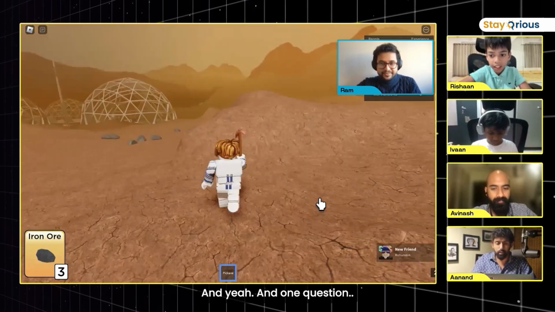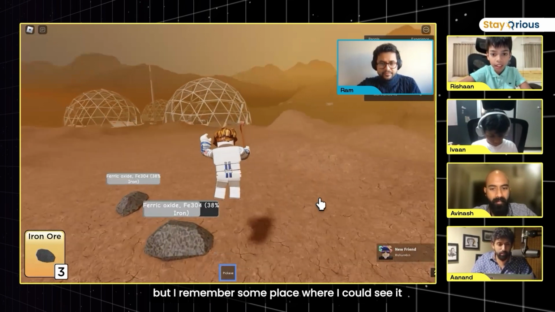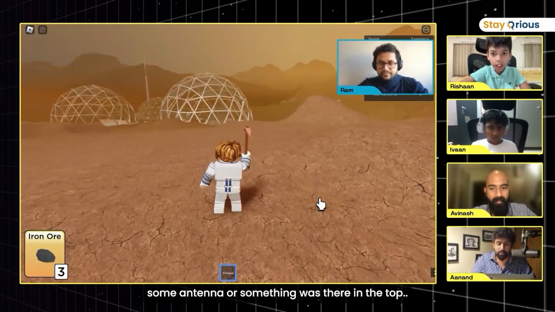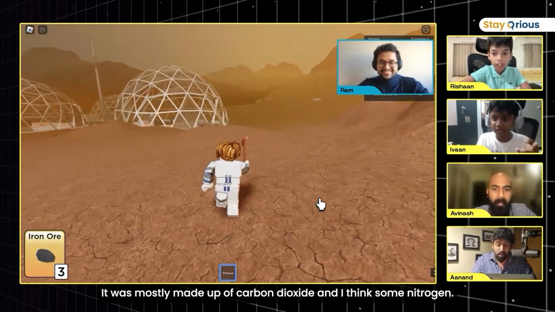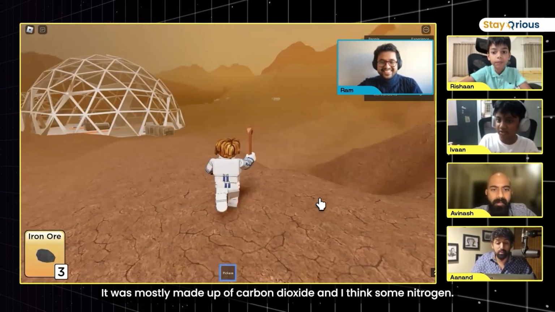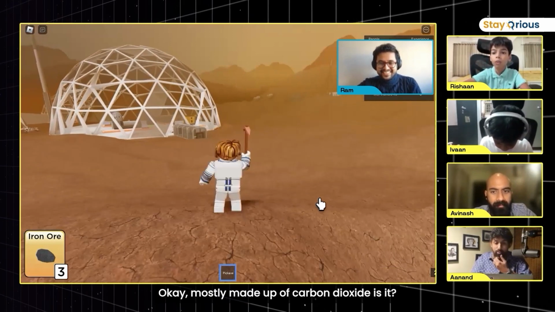And one question, I don't know what the atmosphere on Mars is, but I remember some place where I could see it. Some antenna or something was there at the top. I think it was mostly made up of carbon dioxide and some nitrogen. Okay, mostly made up of carbon dioxide, is it?